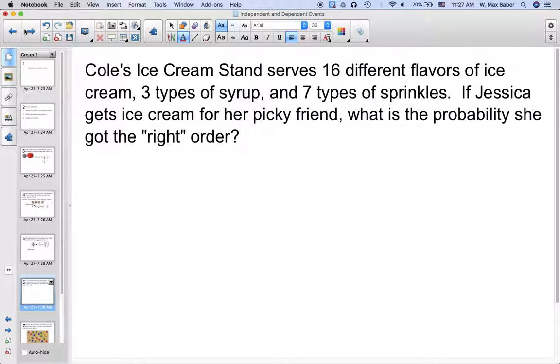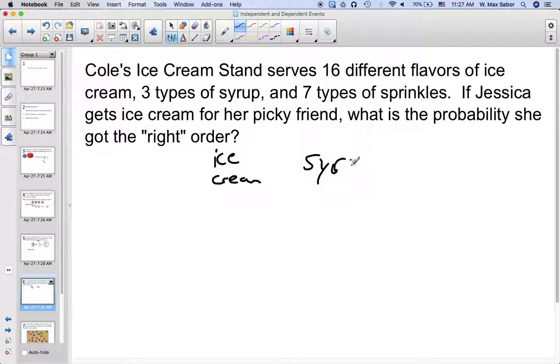Cole's ice cream stand serves 16 different flavors of ice cream, 3 types of syrup, and 7 types of sprinkles. Jessica gets ice cream for her picky friend. It only has one thing that's right. What's the probability she got the right order? Well, there are 3 decisions being made: 1 for ice cream, 1 for syrup, and 1 for sprinkles. So we'll have 3 fractions that we're multiplying together.